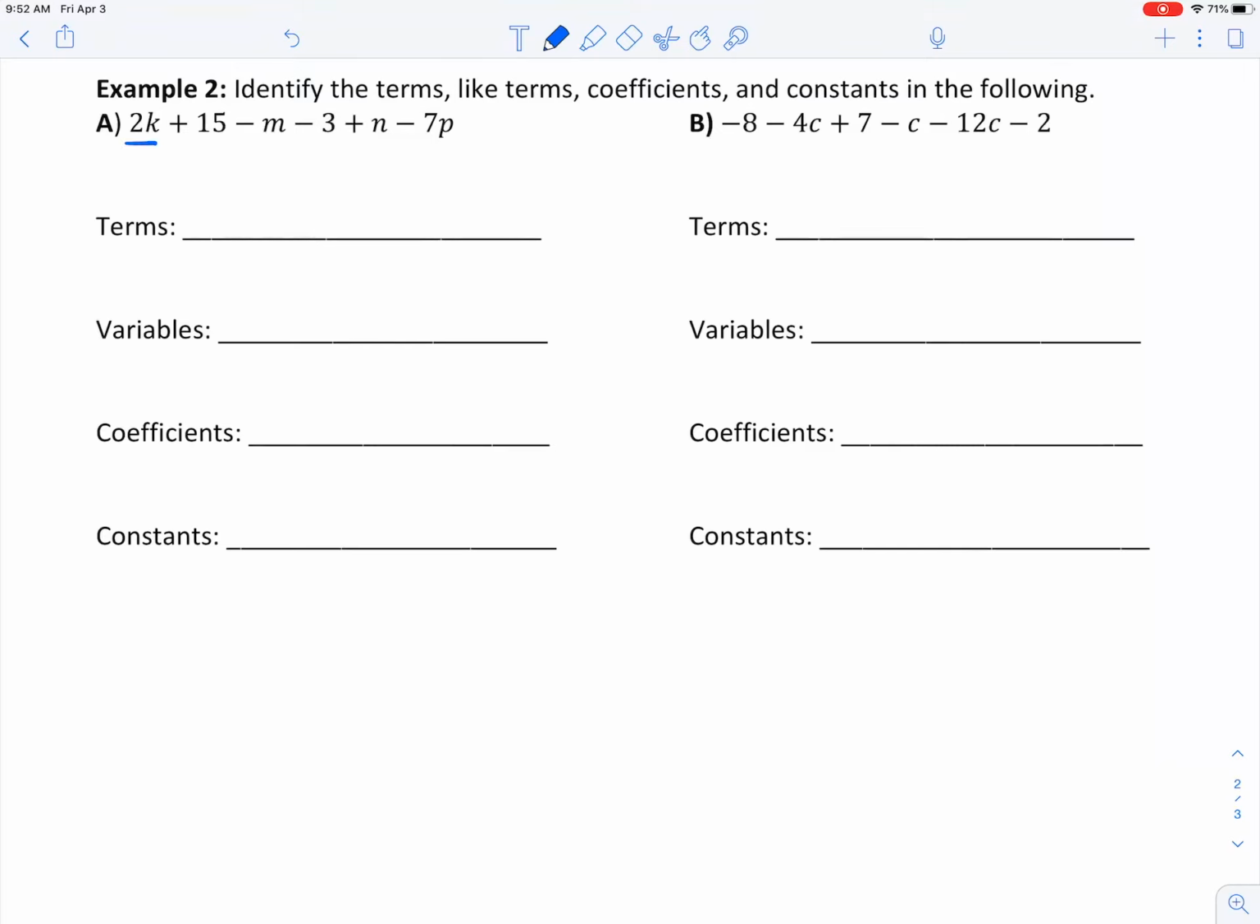All right, so let's look at the terms. I'm going to literally just write down every single thing that I see here and include the negative sign if I see that. So I have a 2k, comma, plus 15, which just means positive 15, minus m, which means a negative m. Then we have a negative 3, positive n, and negative 7p.